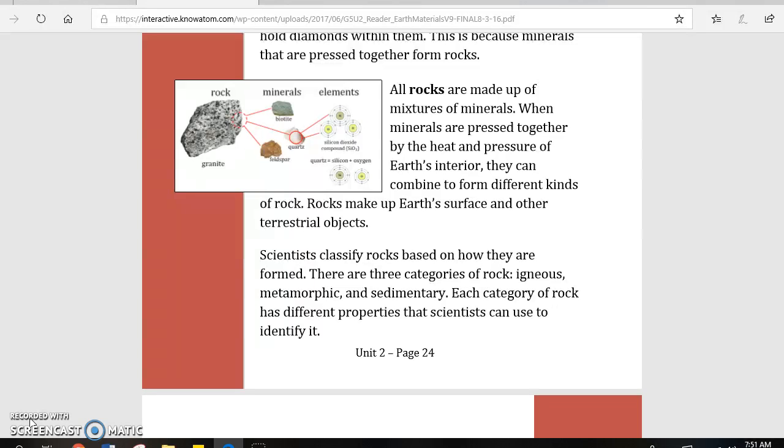Scientists classify rocks based on how they are formed. There are 3 categories of rock: igneous, metamorphic, and sedimentary. Each category of rock has different properties that scientists can use to identify it.